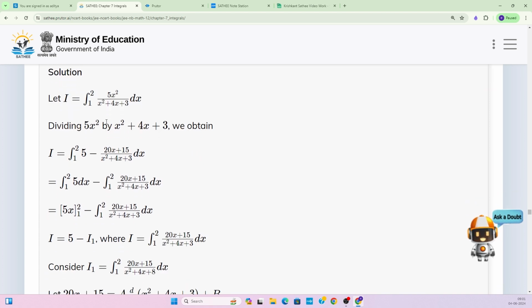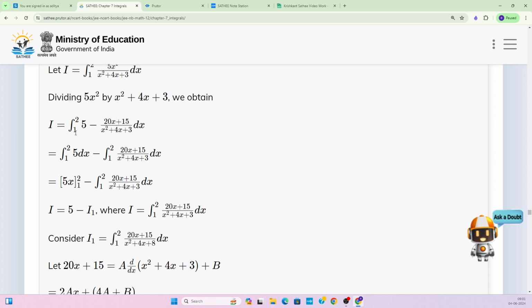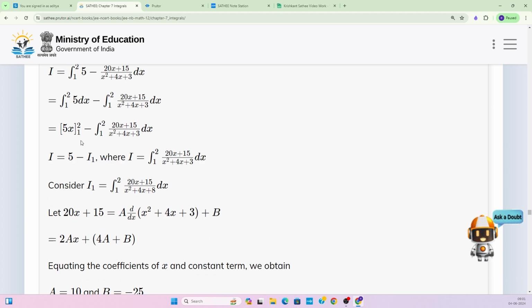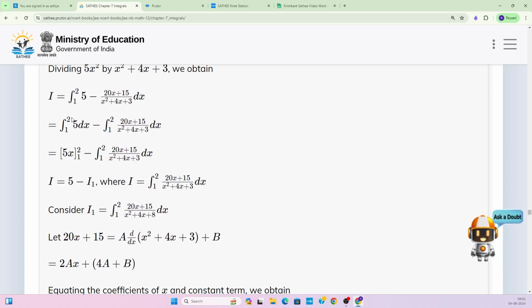As you can see, first of all, we will be obtaining what? A 5x square, dividing 5x square by this term, x square plus 4x plus 3. We obtain definite integral 1 to 2 of (5 minus (20x plus 15) divided by x square plus 4x plus 3) dx. You will get, separate them, definite integral 1 to 2 of 5 dx minus definite integral 1 to 2 of (20x plus 15) by (x square plus 4x plus 3).